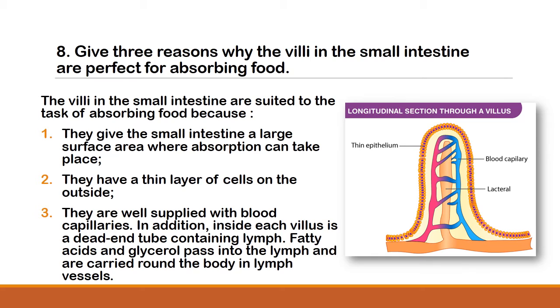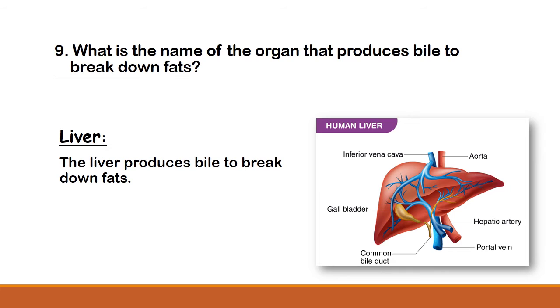8. Give 3 reasons why the villi in the small intestine are perfect for absorbing food. The villi in the small intestine are suited to the task of absorbing food because 1. They give the small intestine a large surface area where absorption can take place. 2. They have a thin layer of cells on the outside. 3. They are well supplied with blood capillaries. In addition, inside each villus is a dead-end tube containing lymph. Fatty acids and glycerol pass into the lymph and are carried round the body in lymph vessels.